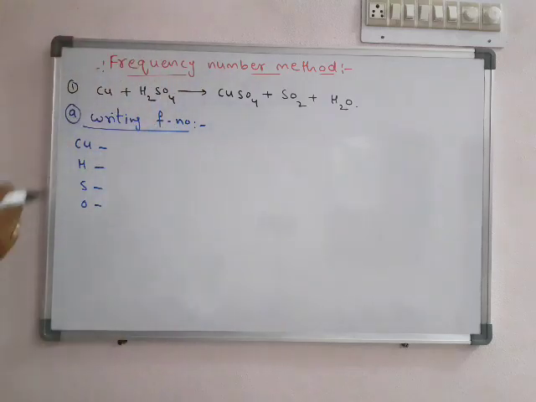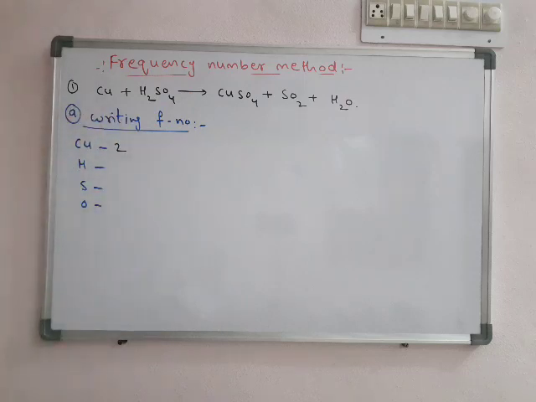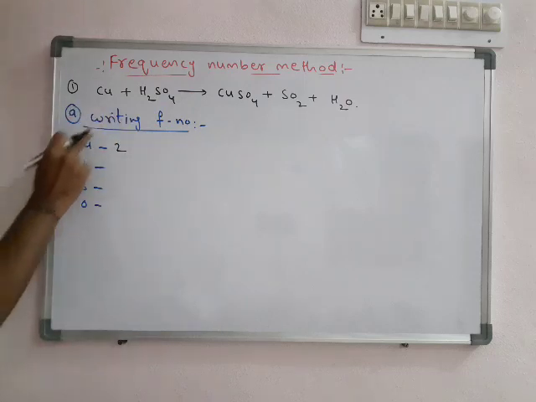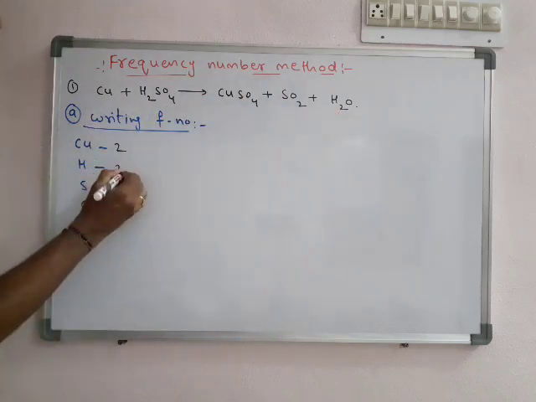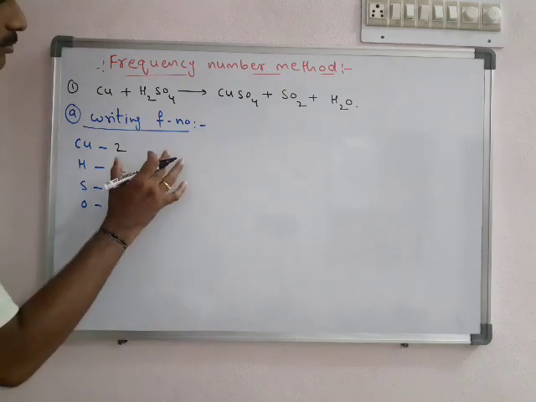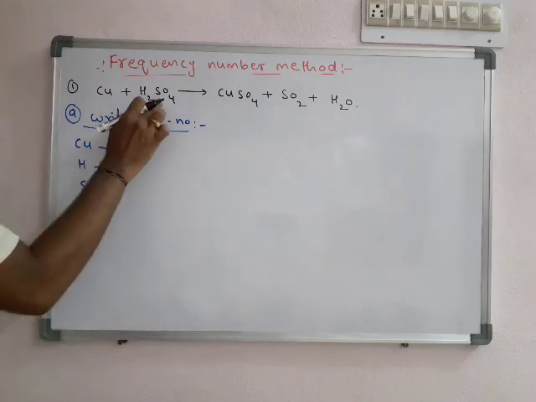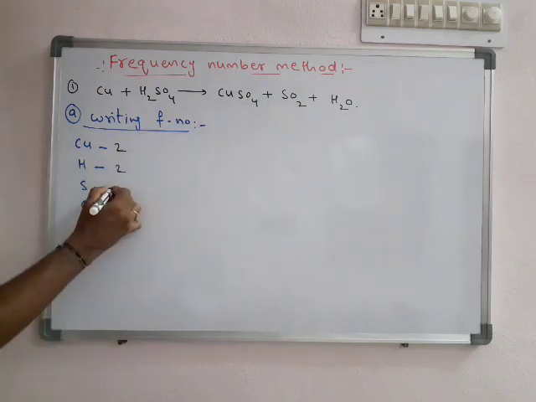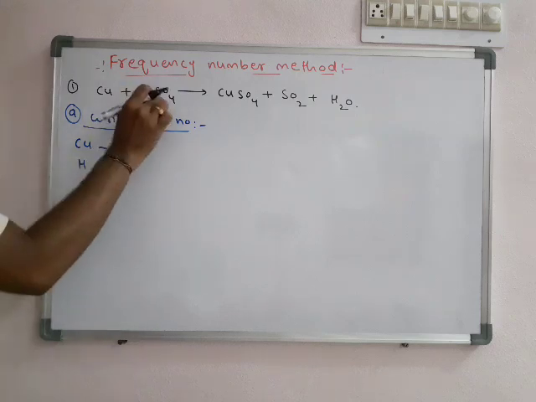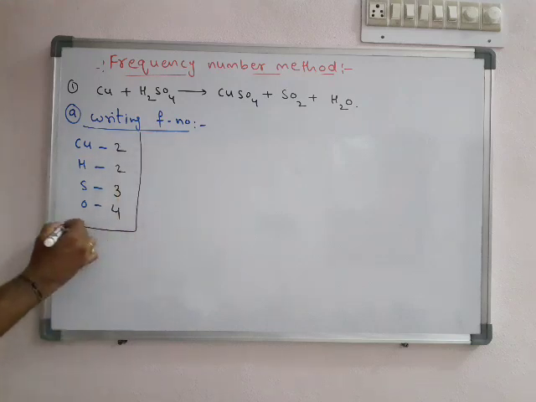So copper appears in how many places? One, second, two places. Next, hydrogen appears in one, two, totally two places. No need to calculate the numbers, just how many places it is present. Sulfur is present in one, two, three places. Oxygen is present in one, two, three, four places. So these are the frequency numbers of all elements present.